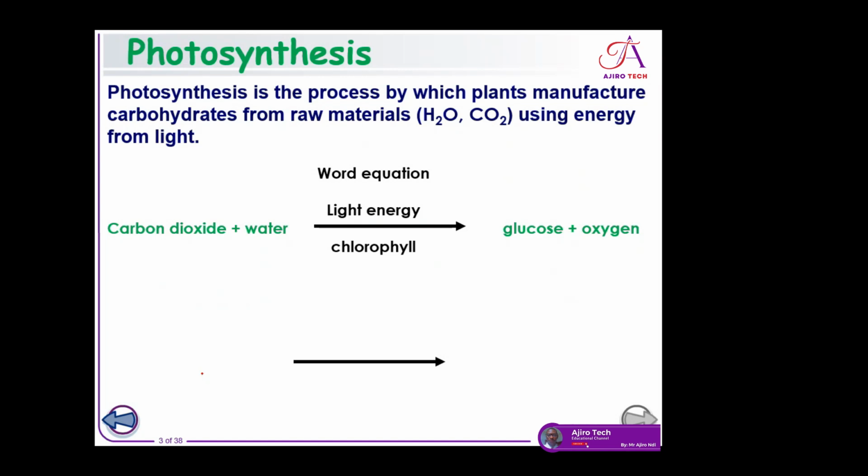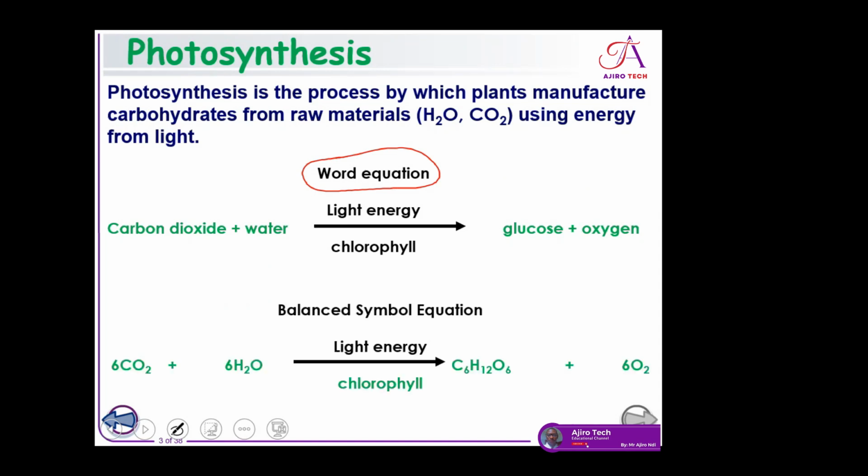Okay. Now, this is the equation for photosynthesis, right? We have the word equation and we have the chemical equation. Talking about the word equation, there are two raw materials of essence. The first is carbon dioxide, and the other is what? Water. Okay. So those are the two raw materials in photosynthesis.